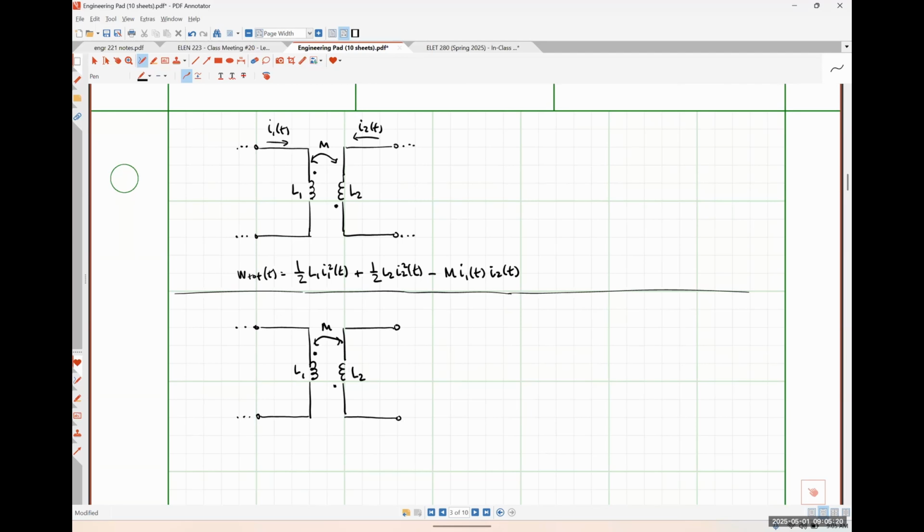Let's have I1 flowing in, I2 flowing in. And like I talked about earlier, oh, sorry, I2 should be flowing out in this case.